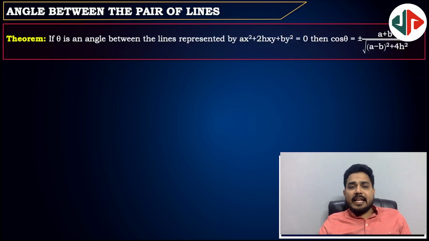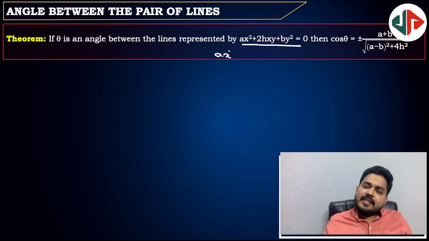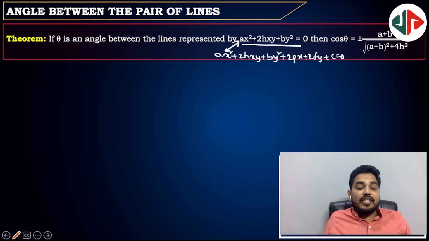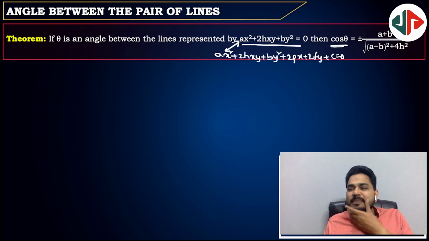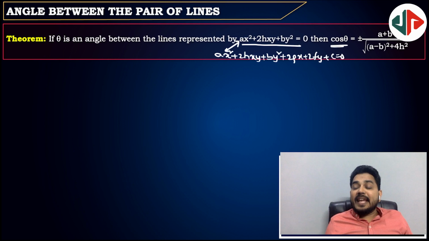So what is the angle between the pair of lines represented by this one? See, not only this one, even if the pair is ax square plus 2hxy plus by square plus 2gx plus 2fy plus c, because these two are pairs of parallel lines. So what is the angle between them? Cos theta is equal to plus or minus, meaning modulus for the acute angle, of a plus b by under root of (a minus b) whole square plus 4h square.